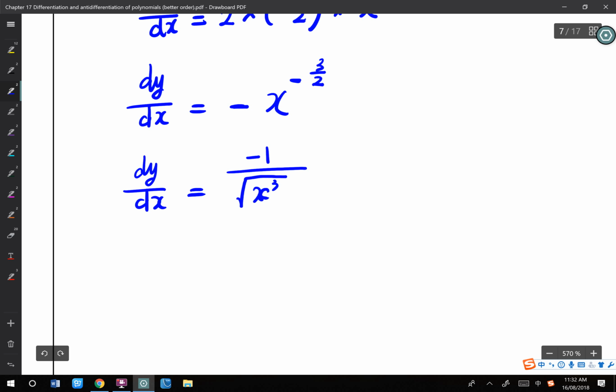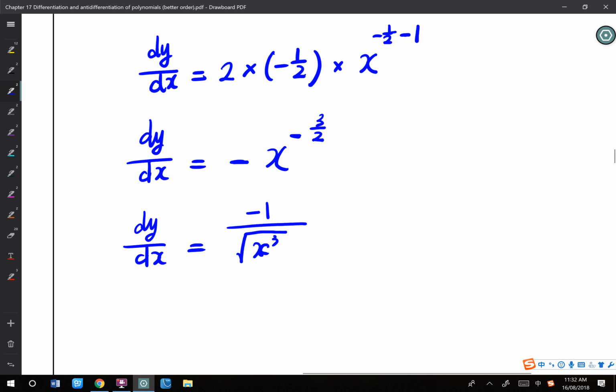Okay, so when you have the x at the bottom, you need to try to flip it up first. If it's in a times form, you need to expand them first. So by flipping it from the bottom to the numerator, you go negative power.